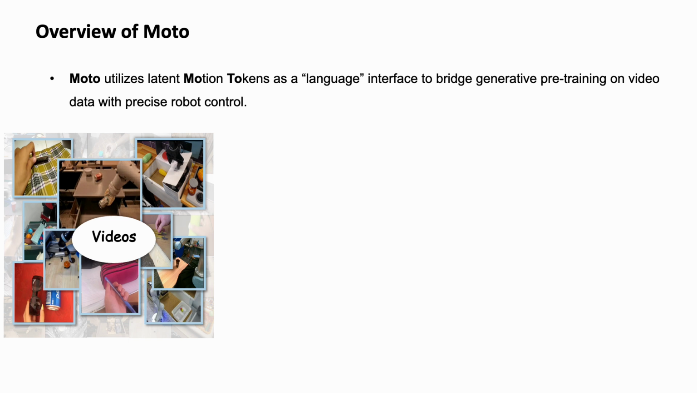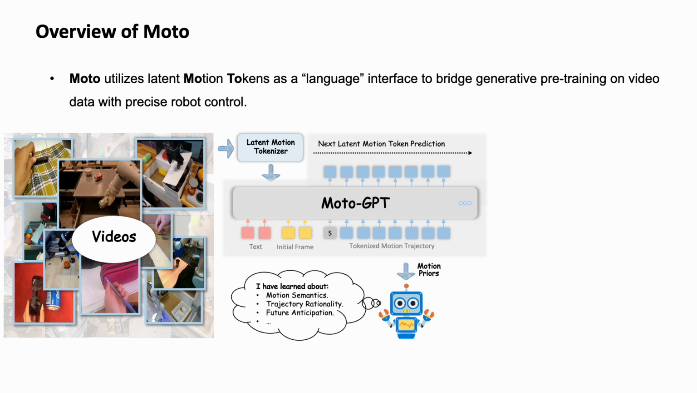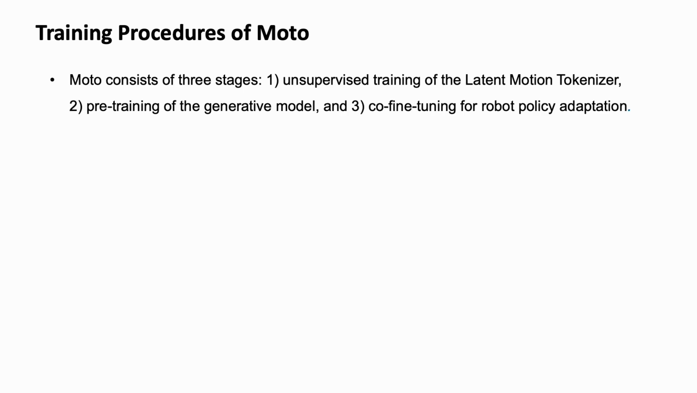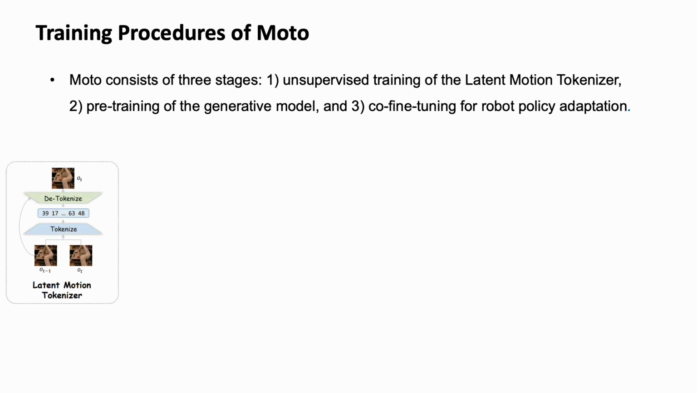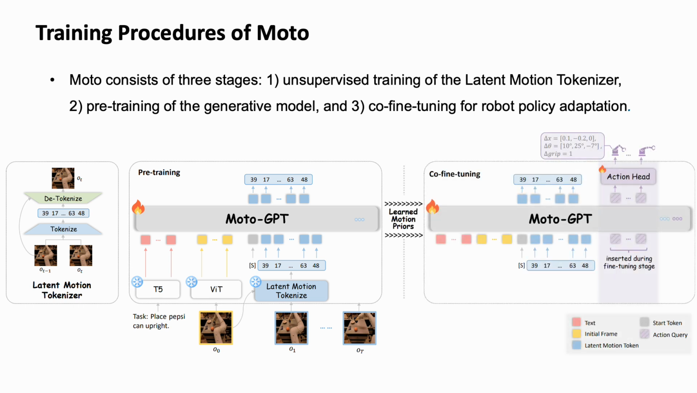Building on this idea, rather than constructing gaming simulators, our focus is robot learning. We propose Moto, which uses latent motion tokens as a language interface for generative pre-training of video data. It then seamlessly transfers the learned motion priors to precise robot control, and ultimately improves performance on various manipulation benchmarks. The training procedure of Moto consists of 3 stages, including the unsupervised training of the latent motion tokenizer, the pre-training stage of the generative model, and a co-fine-tuning stage for robot policy adaptation.